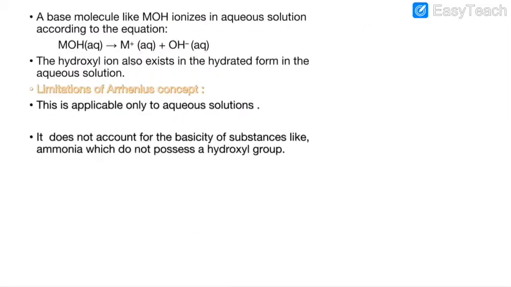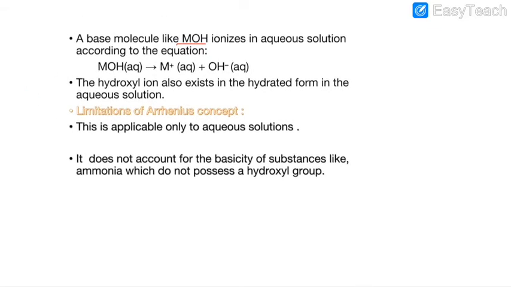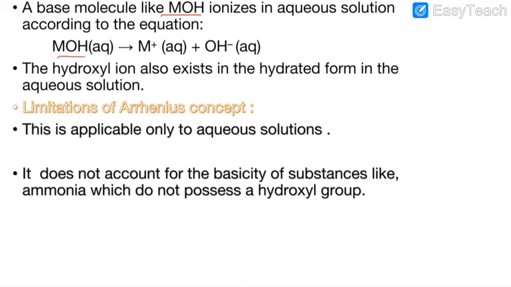Now, a base molecule like MOH ionizes in aqueous solution according to the equation, that is MOH gives M plus and OH minus. The hydroxyl ion also exists in hydrated form in the aqueous solution. There are some limitations of Arrhenius concept, that this is applicable only to aqueous solution.